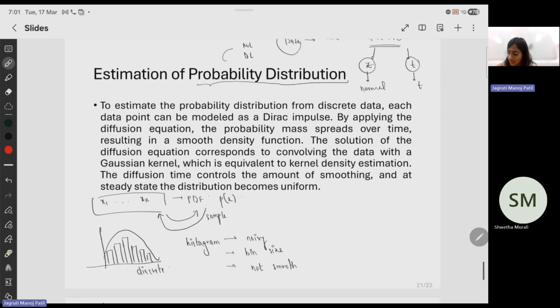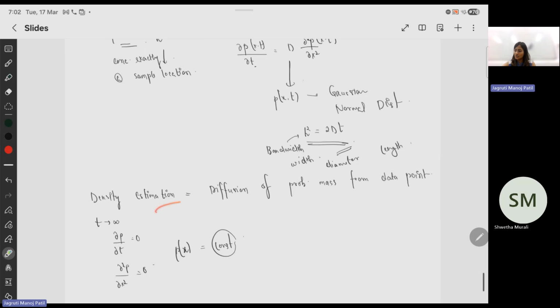And what he said was, to estimate the probability from each discrete data point that you have, each can be modeled as a Dirac impulse. By applying the diffusion equation, you get probability mass which spreads over time, resulting in a smooth density function. The solution corresponds to convolving the data with a Gaussian kernel. So basically you do a convolution between both of them, which is equal to kernel density estimation. This is a big keyword here, don't forget it. It is nothing but diffusion density estimation, the diffusion of probability mass from the entire set of data points that we'll be looking at.